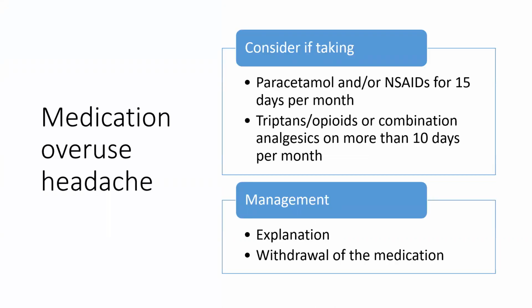The other one is medication overuse headache, that you should consider if someone is taking paracetamol or any NSAIDs for 15 days every month, or triptans or opioids more than 10 days per month. So management is usually explanation, reassurance, withdrawal of the medication. You have to completely stop that medication. You have to warn the patient that the headache may get worse temporarily and they might get the rebound headache, or they need to persevere. And that's when the lifestyle changes come in.